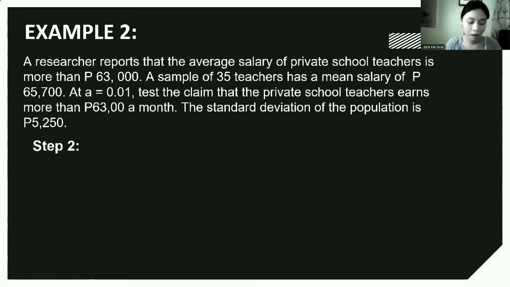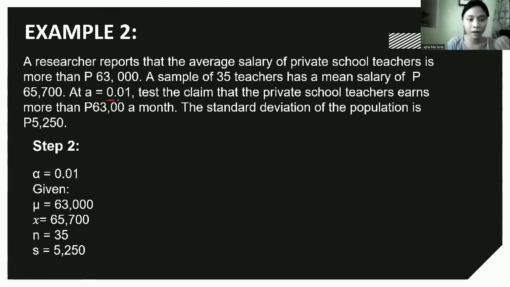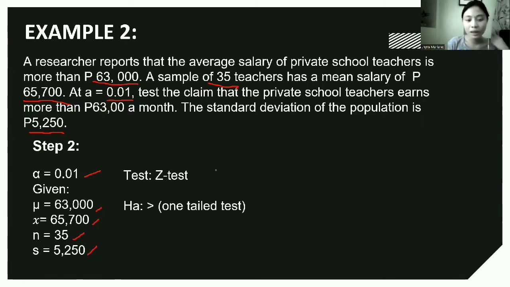So step 2, as we said earlier, is we will select the level of significance and identify the appropriate test for this sample. The level of significance is 0.01. Population mean, 63,000. Sample mean, 65,700. Sample size, 35. And standard deviation, 5,250. So what test will we use? Z-test again. Why? Because our sample size N is greater than 30. So one-tailed test, greater than, right-tailed again.